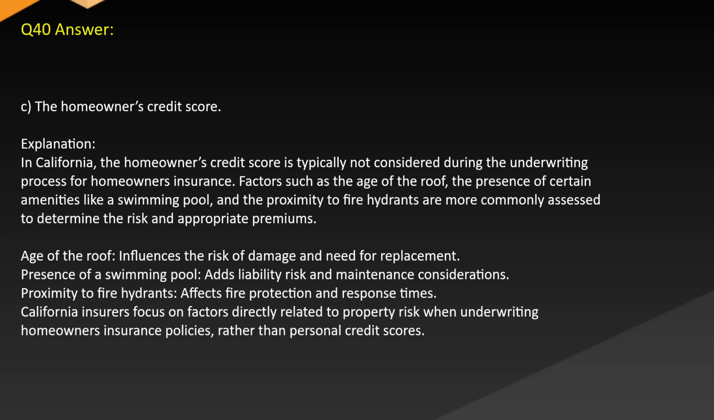Age of the roof influences the risk of damage and need for replacement. Presence of a swimming pool adds liability risk and maintenance considerations. Proximity to fire hydrants affects fire protection and response times. California insurers focus on factors directly related to property risk when underwriting homeowners insurance policies, rather than personal credit scores.